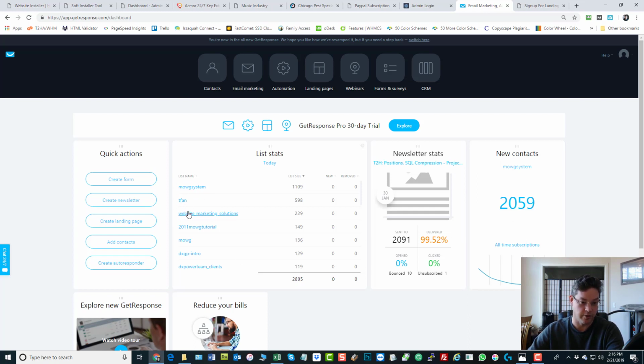Over here across the individual campaigns, and they go back over a long time, right? Look at this, TFAN. How many of you guys remember TFAN? When did we start that? It was 2008, okay? There's like 598 people attached to that thing, and you're talking 11 years ago. This even came before that, okay? We had 229 people there. Look at this, this says 2011 MOWG tutorial, right? That's 149 people there. Here's the thing, some of these guys signed up to more than one of these lists over the course of time, right? But totally individual people comes to 2059, right?